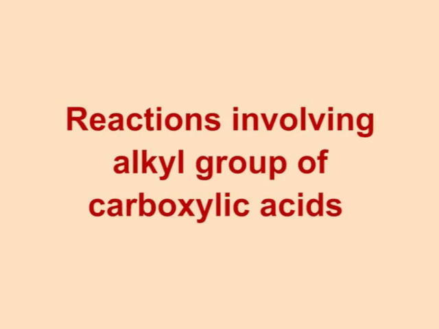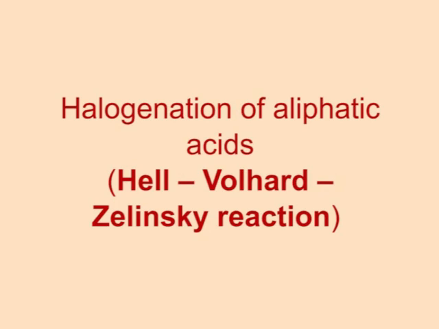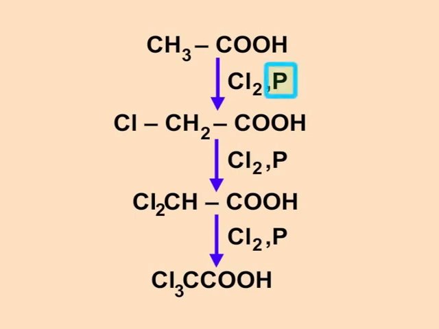Let us study reactions involving alkyl groups of carboxylic acids. First we will study halogenation of aliphatic acids, the Hell-Volhard-Zelinsky reaction. In the presence of red phosphorus, aliphatic carboxylic acids with one or more alpha hydrogen react smoothly with chlorine or bromine to form a substituted halogen derivative.